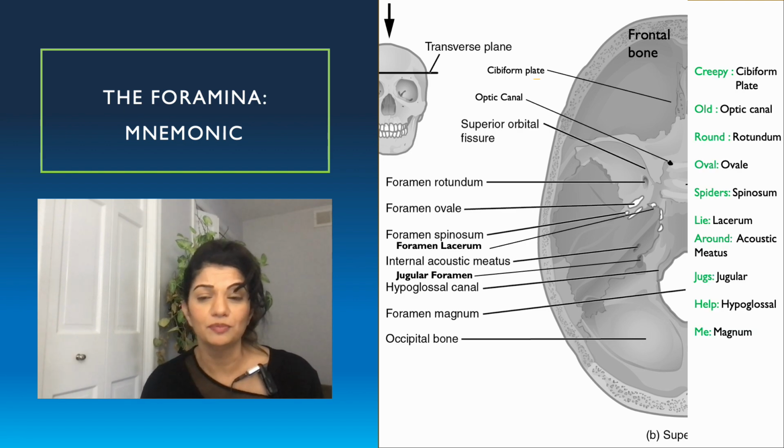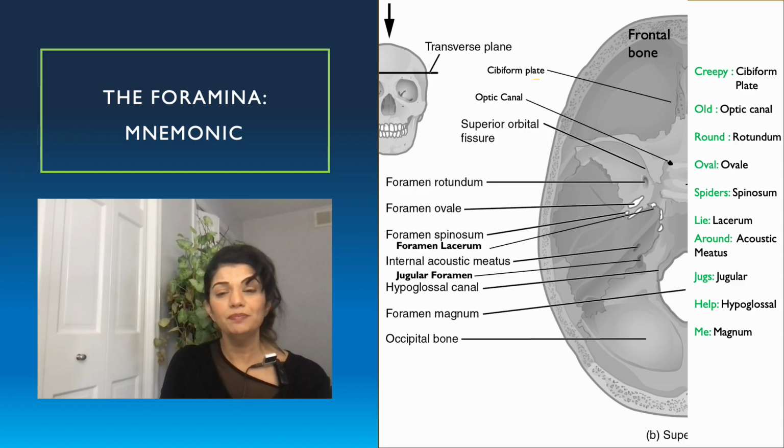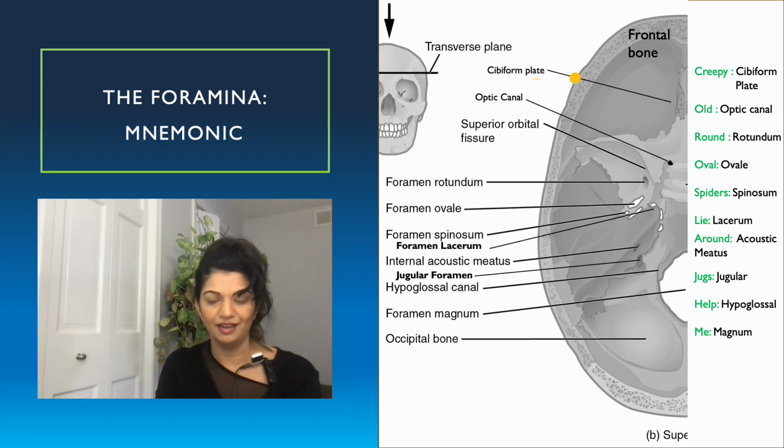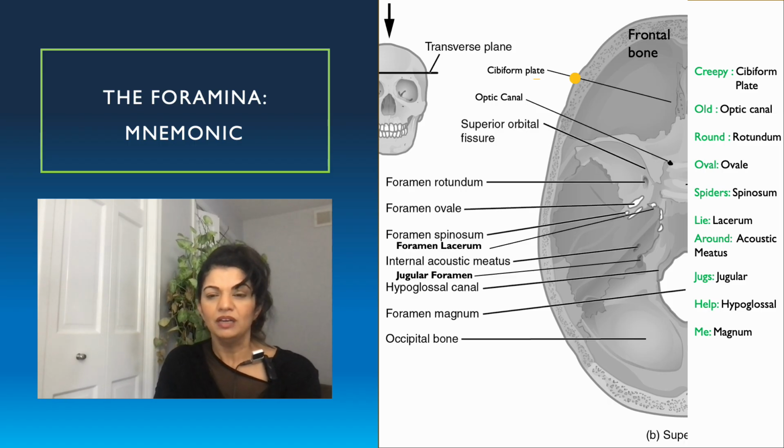We've got the mnemonic: creepy old round oval spiders lie around jugs, help me. Okay, so creepy is going to be for cribriform plate, and you know that cranial nerve number 1, which is the olfactory, goes through there or lays there, and it has fibers that project through. Okay, and then you've got the optic canal. Makes sense. The optic nerve, so cranial nerve number 2, is going to go through there.